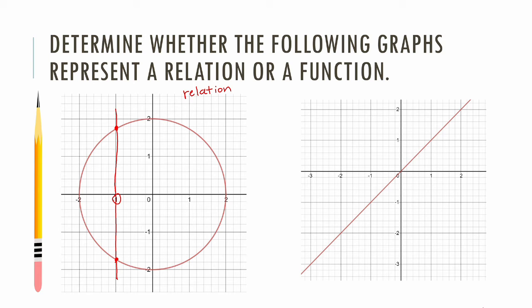Let's take a look at the one on the right. Here I have a line, and if I were to take a vertical line here, and we can kind of eyeball it, and scoot it across my graph, it would only cross at 1 point. So I see that there's nowhere that a vertical line would intersect the graph more than once. Therefore, this is a function.